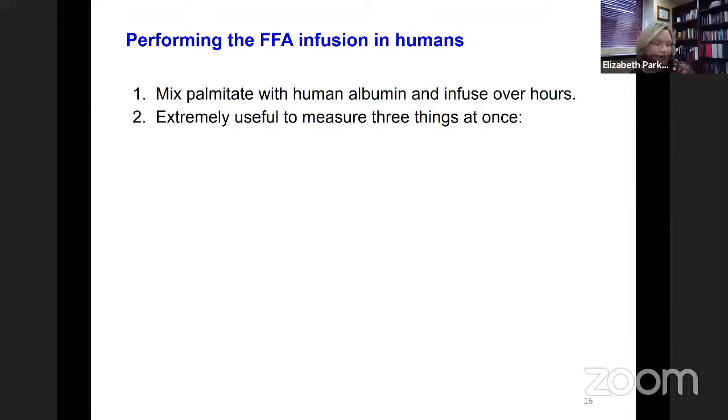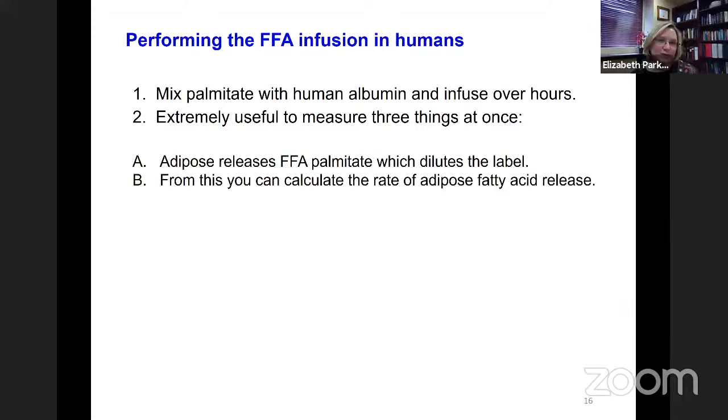It's extremely useful, this technique, to measure three things all at the same time. You can measure adipose release of fatty acids, and this dilutes the label. So from this, you can calculate the rate of adipose fatty acid release. In other words, you're infusing at a steady state a labeled isotope, and we might do this into one vein in one arm. The other arm, we're drawing blood, and the cold or unlabeled palmitate that's in the blood is coming from the adipose tissue. The more your adipose is releasing, the more you're diluting the label. And this is the premise of isotopic studies.